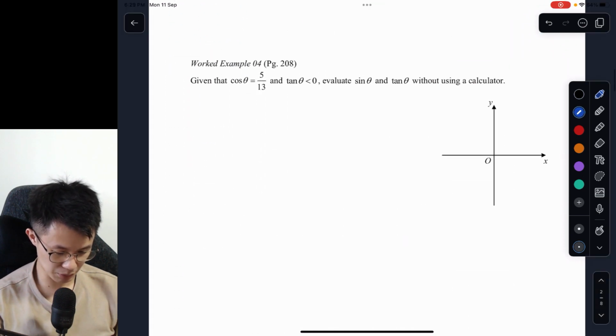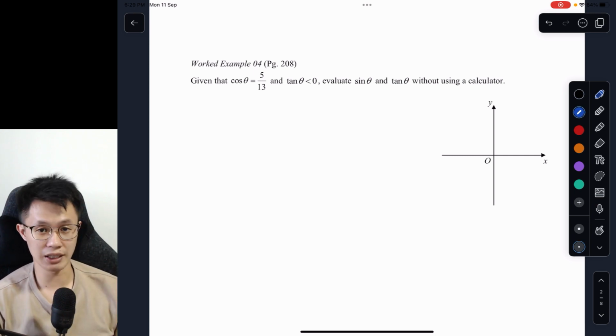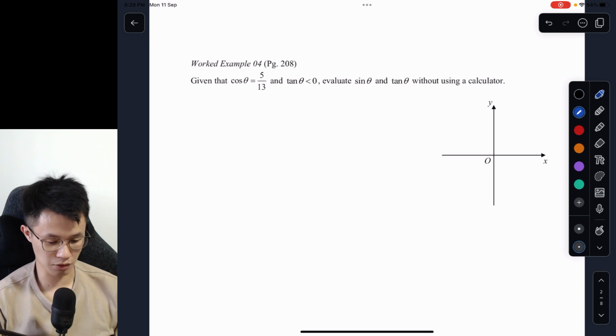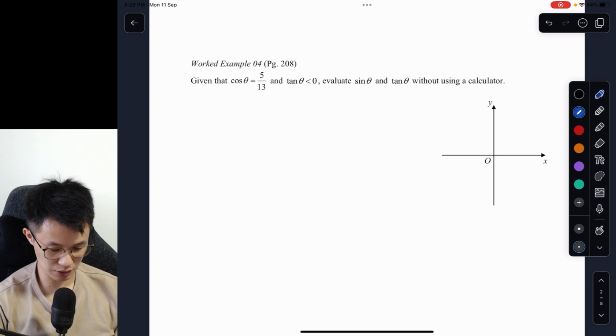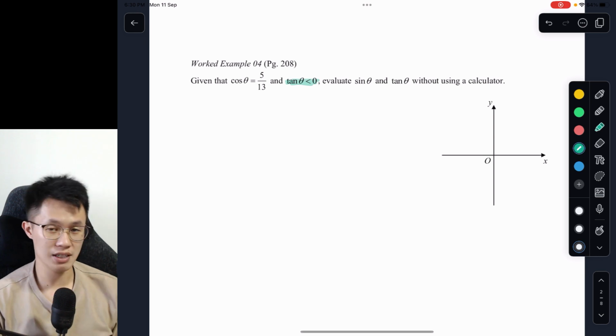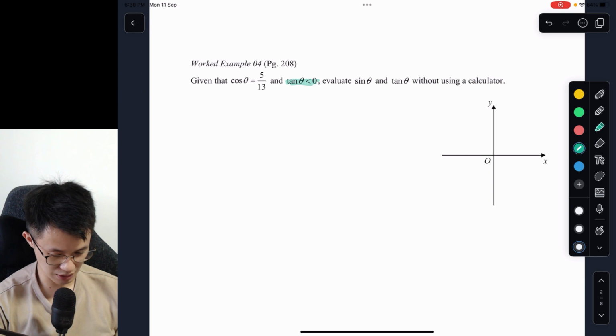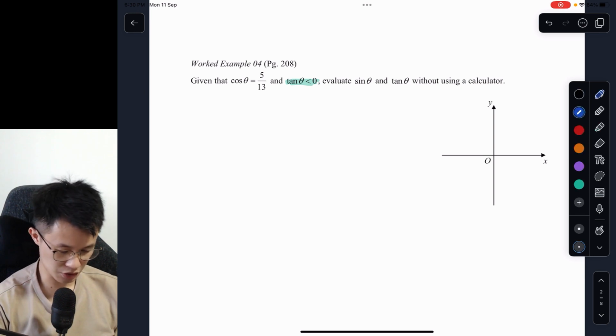So what happens if we have different conditions, where cosine theta has the value of 5 over 13 and tangent theta is less than 0. And we want to evaluate sine theta and tangent theta without using the calculator. So in this case, what we're going to do is point out some very important information, which is that tangent theta is less than 0. So ASTC, if tangent theta is less than 0, it can exist in two quadrants, right?